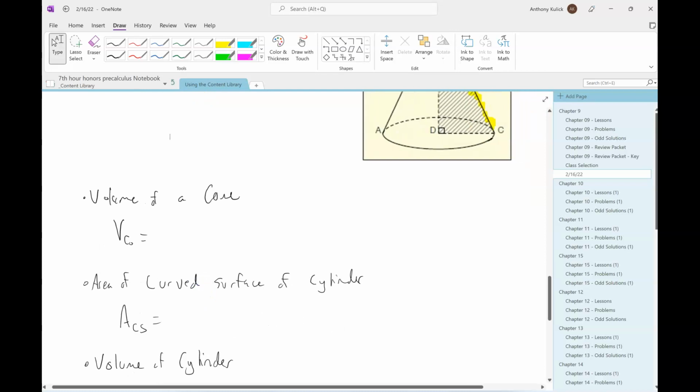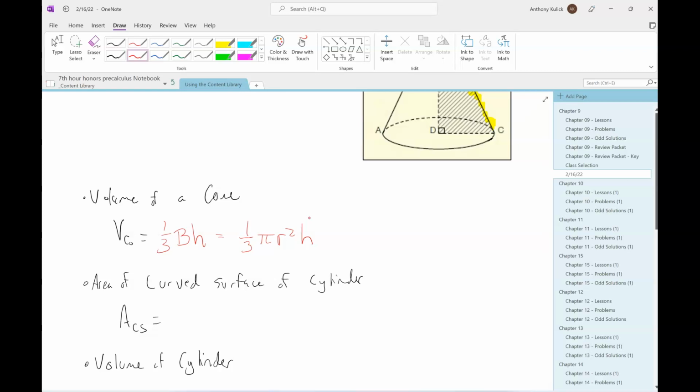Volume for the cone, does anybody remember that one? Yeah, it's 1/3 area of the base times the height. And in the case of a cone, the base is a circular shape. So pi r squared would be the area of the base. Notice here I'm going to use the capital B as the area of a base for a three-dimensional figure and the lowercase b to represent a side length that we're calling the base in an area formula. Is that okay with you guys? Okay.